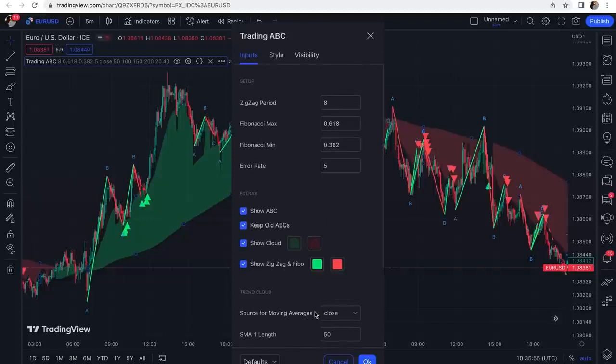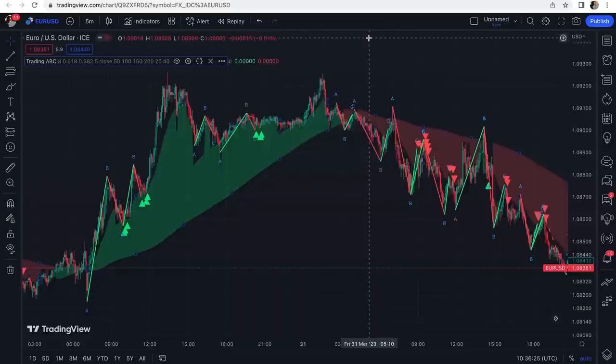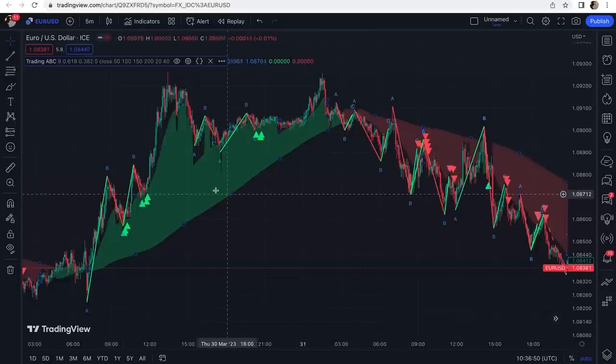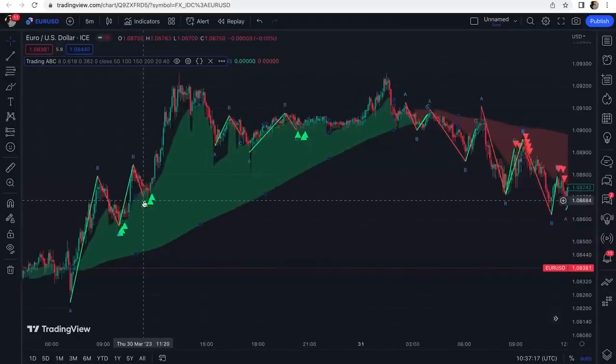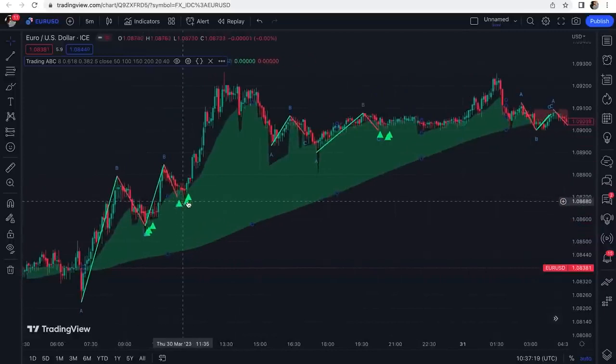This indicator identifies the ABC patterns with the help of Fibonacci levels and also the zigzag tool, and then it checks if the price bounces after the ABC patterns. If the price moves in the anticipated direction, then a triangle appears on the price chart, which are actually buy sell signals. If there are multiple bounces, we can see that multiple triangles appear on the chart.